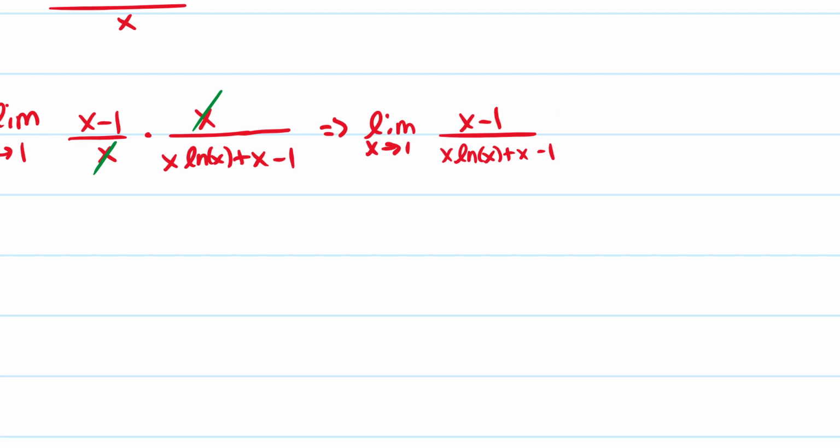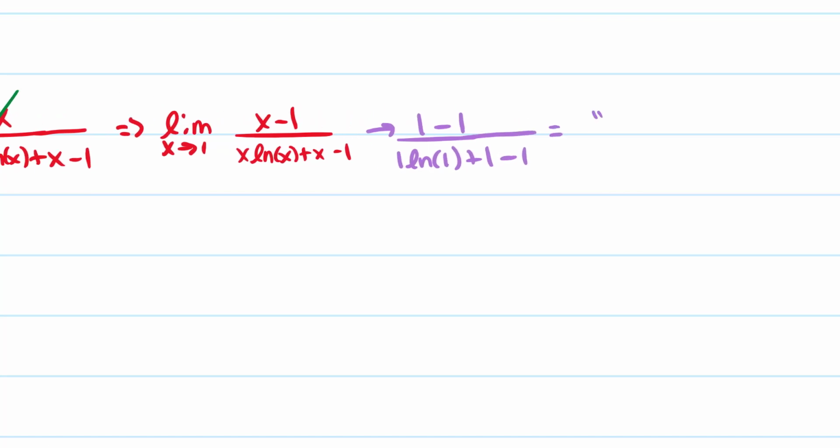And so now we have something simple. We can try plugging it in. If I do a direct substitution, I'm going to get 1 minus 1 over 1 ln of 1 plus 1 minus 1, which is still going to give me 0 over 0. So I have to use L'Hopital's rule yet again. Applying L'Hopital's rule, we get the limit as x approaches 1. This is going to be 1 in the numerator.